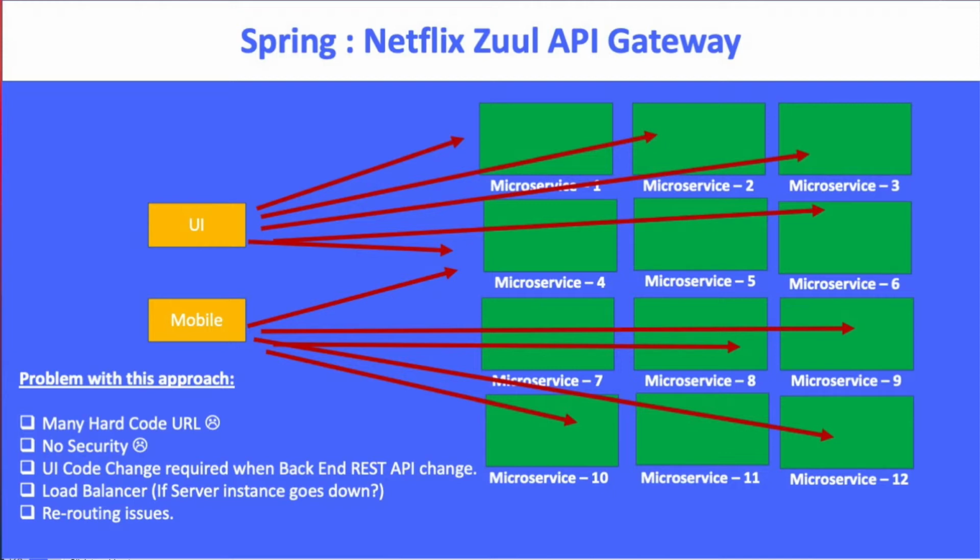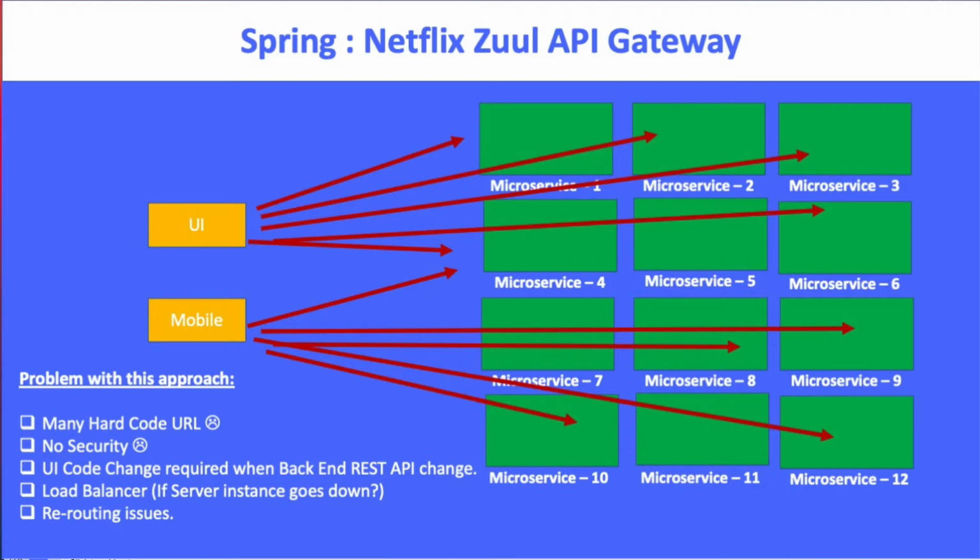So what is the problem here? First problem, many hard coded URLs in your UI code or the mobile code, right? No security means all these microservices are open, and the security threat is very high here, right? And you cannot use authentication and authorization in a very nice way because everything is open here. And if you change anything in the backend, suppose any change in the REST mapping API, then accordingly you have to update the UI code as well, right? Very tight coupling, right? And the load balancing issue is also there.